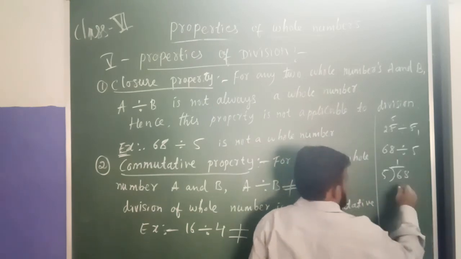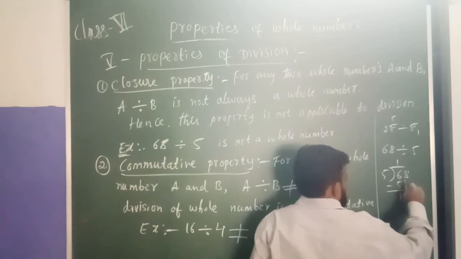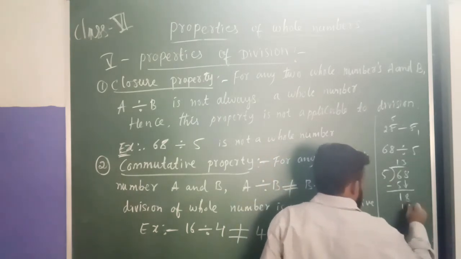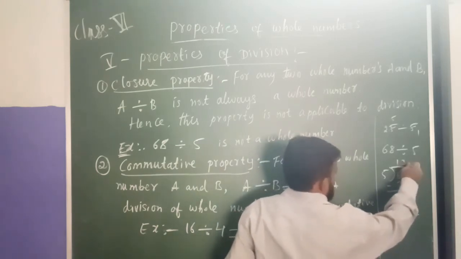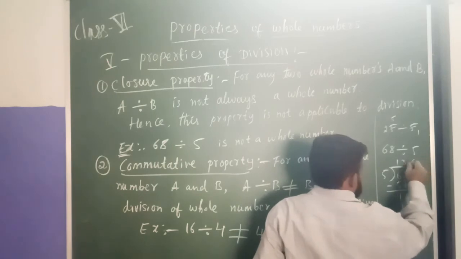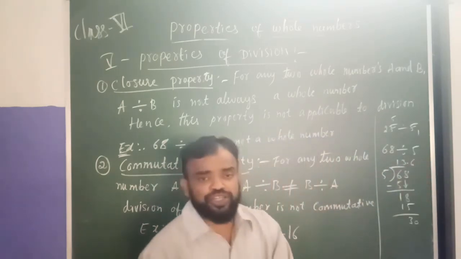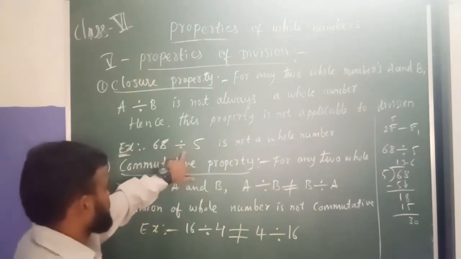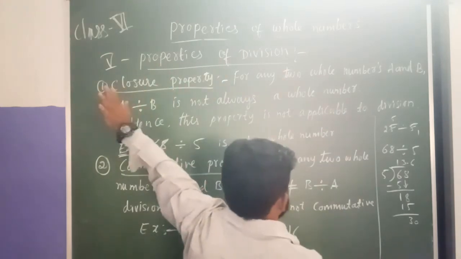60. 5 1s are 5. Subtraction: 6 minus 5 is 1. Take down 8. 5 3s are 15. Remaining 3. In the 5 table, 3 will not go again, so we have to put a decimal. That is 5 6s are 30. This is the value we are getting: 13.6. It is not a whole number. So that's why 68 divided by 5 is not a whole number, and some values will not be divisible.